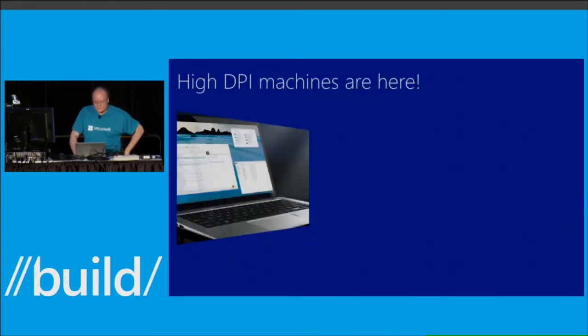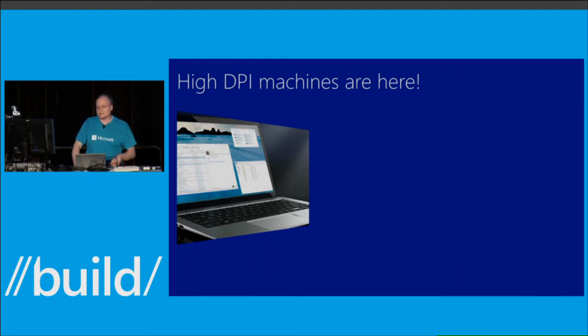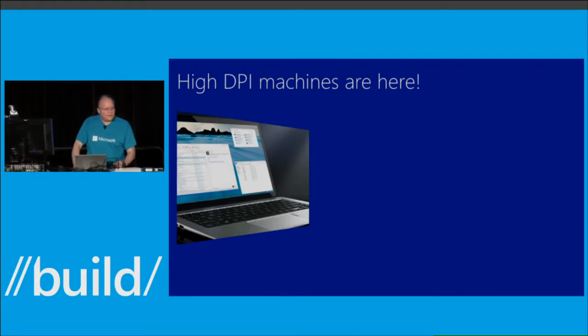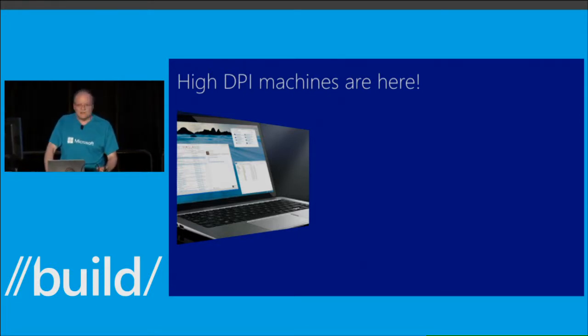So let me just spend a couple minutes on what we mean by high DPI machines are here. In some sense, Windows has supported high DPI certainly since Windows Vista, and arguably there's material we've written that goes all the way back to XP that talks about how to write Win32 applications that are high DPI aware. But for the most part, the Windows PCs we've seen have been very close to 100% scaling.